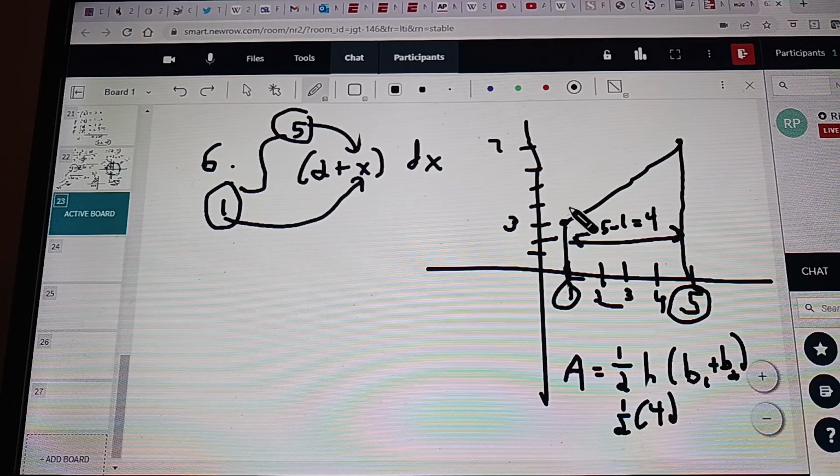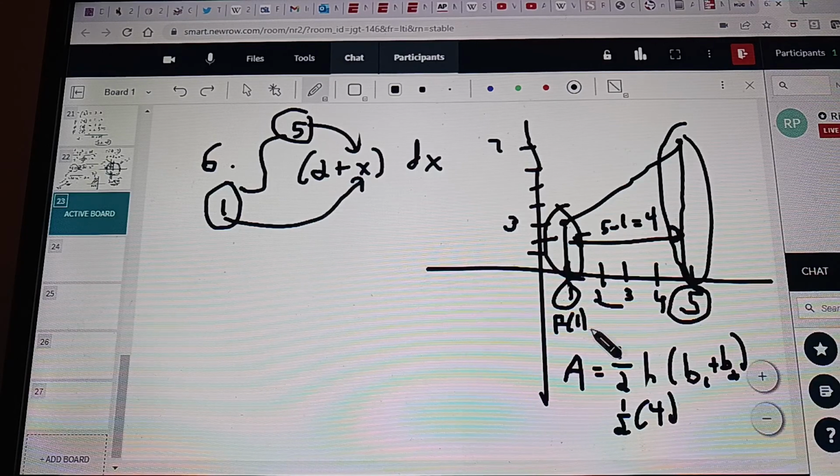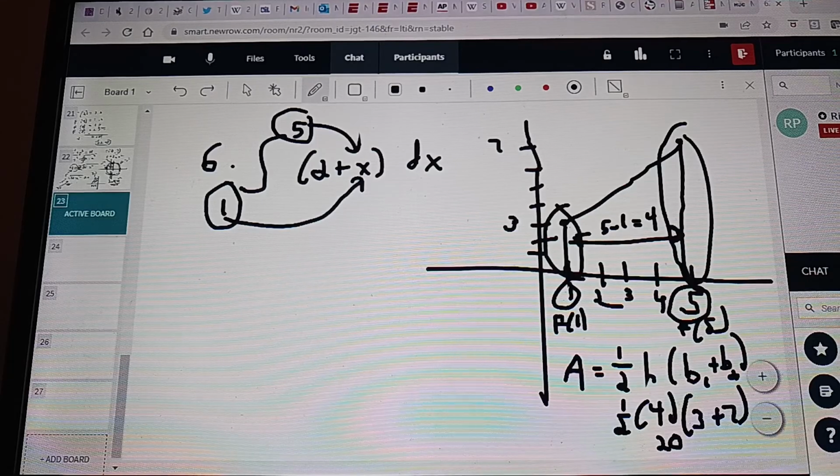And b1 and b2 is how tall each of these are, which is literally f of 1 and f of 5. I already calculated them to figure out what the graph looked like. f of 1 was 3, and f of 5 was that 7 that I got already. So 3 plus 7 is 10, half of 4 is 2, 2 times 10 is 20. This would have an area of 20 by geometry.